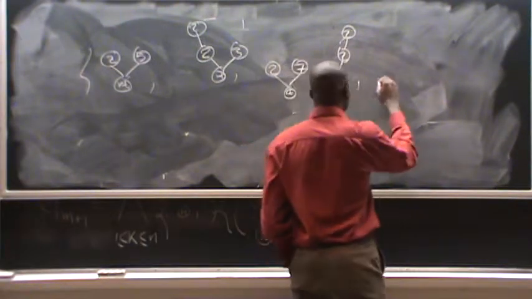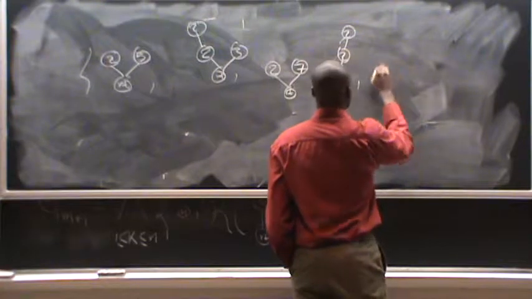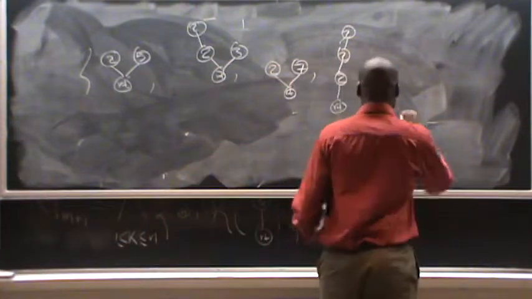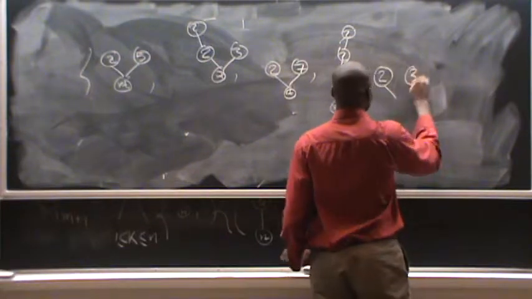So 18 is 2 times 9, right? So this is 3 squared.